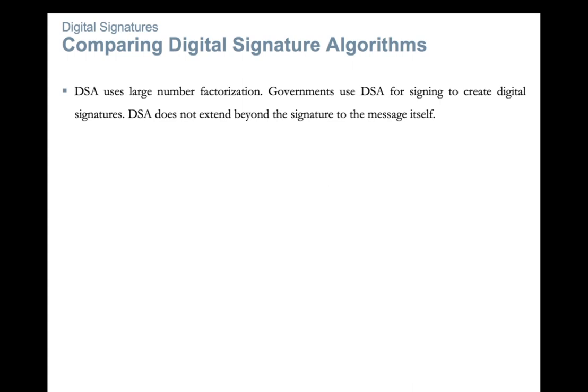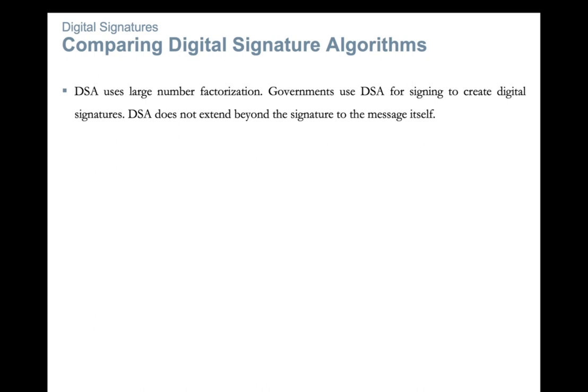The DSA, the digital signature algorithm, uses the large number factorization mathematical operation. Governments use this DSA for signing to create digital signatures. This DSA does not extend beyond the signature to the message itself.